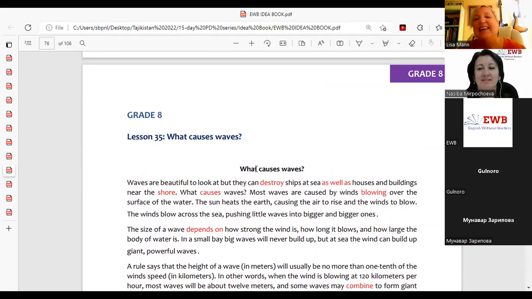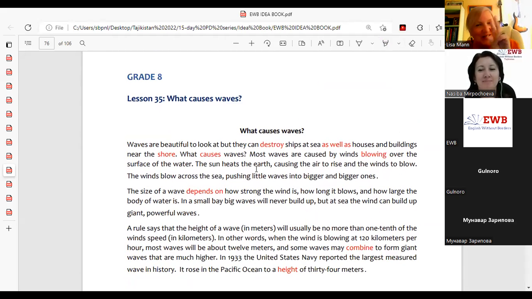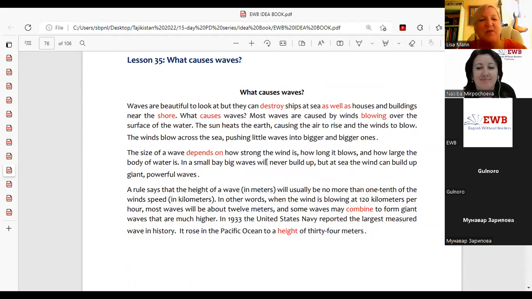Okay, one more. This is grade 8. No, I have two more. This is grade 8. The text is on what causes waves. For those of you who don't know, Tajikistan is landlocked, right? It doesn't have a sea. So these kids will probably have never seen a wave. They don't know what a wave is or how waves look. So this could be a very interesting lesson for them to learn about something in the natural world while practicing their English.